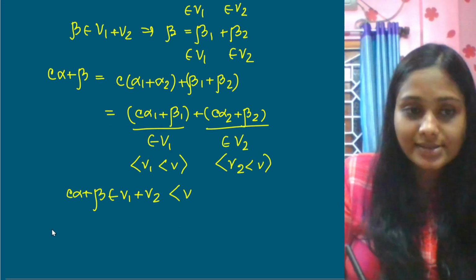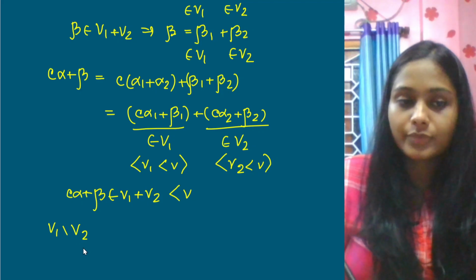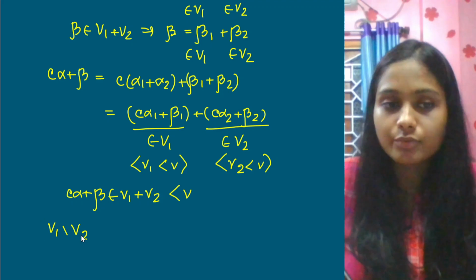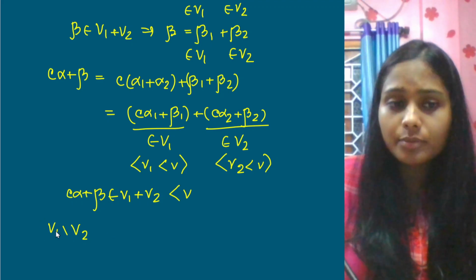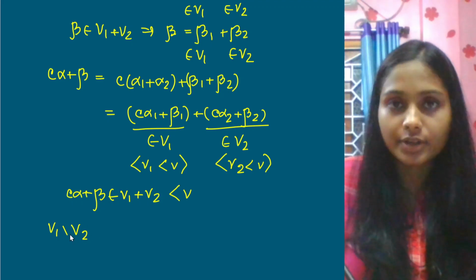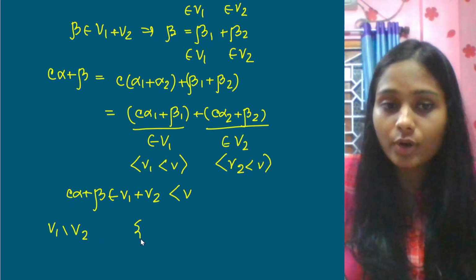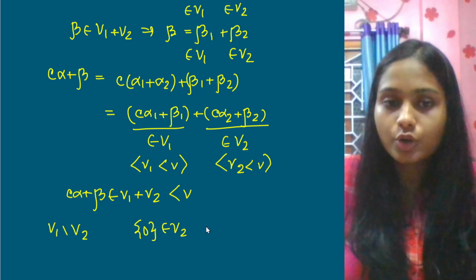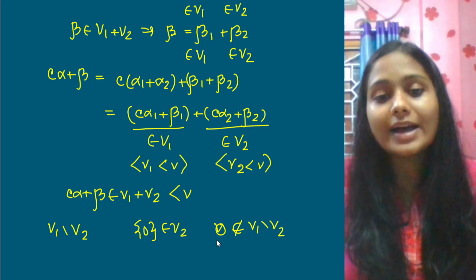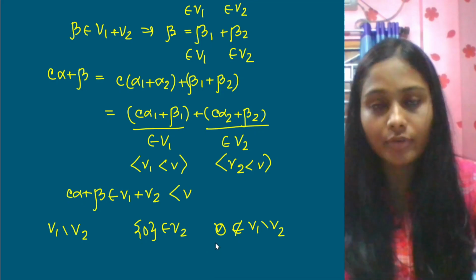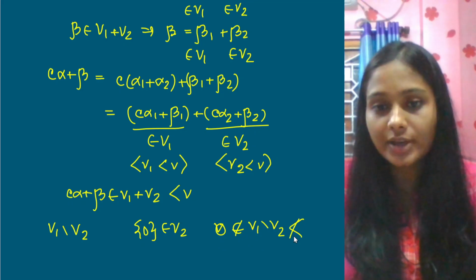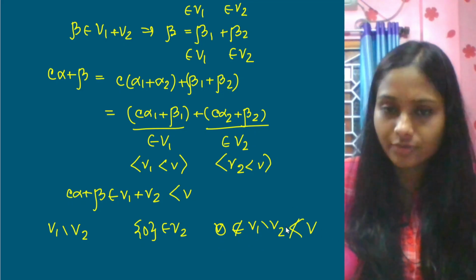Let us now check the last option, that is V1 minus V2. V1 minus V2 is defined as all those elements present in V1 which are not in V2. If we subtract the elements of V2 from V1, the 0 element belongs to V2, so the 0 element does not belong to V1 minus V2. The 0 element is always the identity element of a vector space, and if the identity element does not belong to this space, it can never be a subspace of V. So this option is a false option.